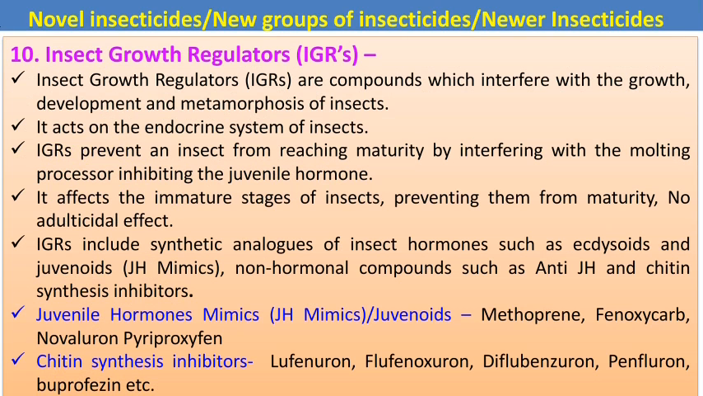And the last category is insect growth regulators, which mostly attack the endocrine system of the insects, and affect the immature stages of the insects, preventing them from reaching maturity. No additive side effect is shown. It includes insect juvenile hormones or juvenile hormone mimics and the chitin synthesis inhibitors. In that, methoprene, phenoxycarb, novaluron, pyriproxyfen, lufenuron, diflubenzuron, and buprofezin are the different IGRs or chitin synthesis inhibitors mostly used.